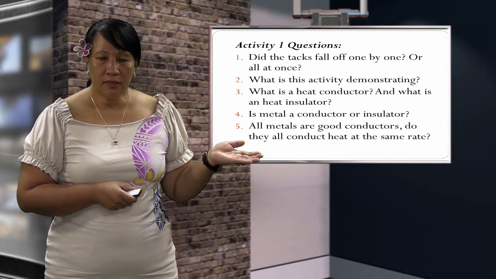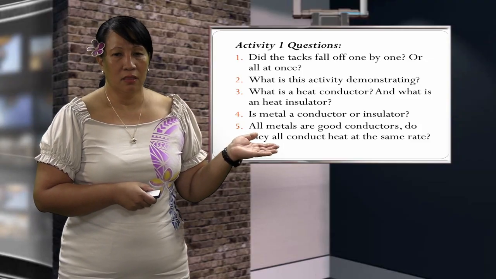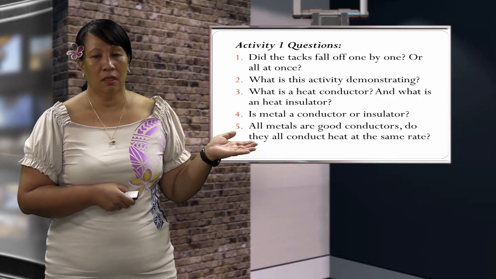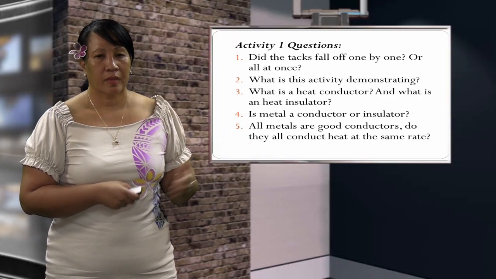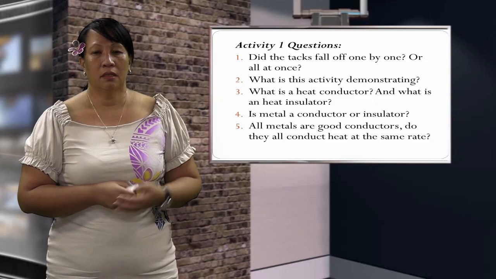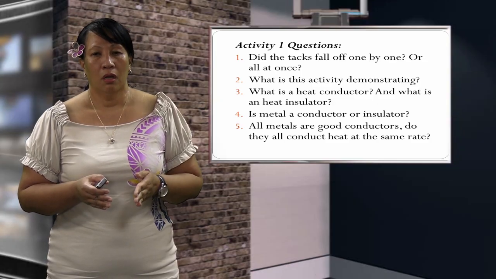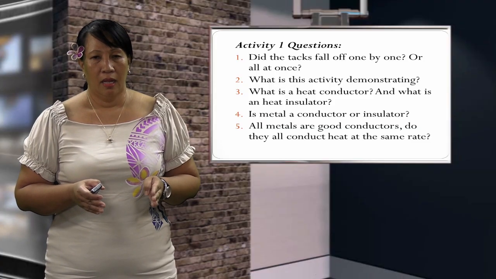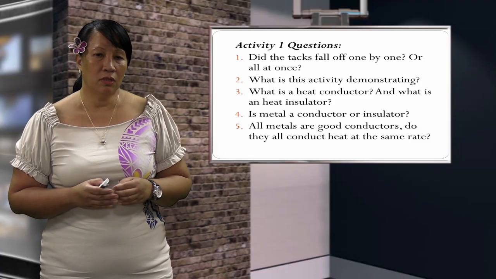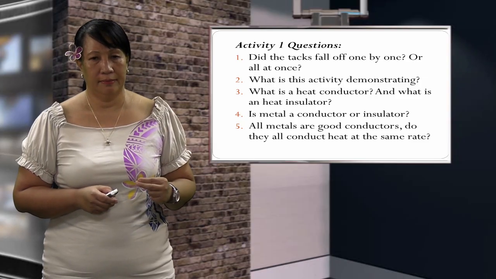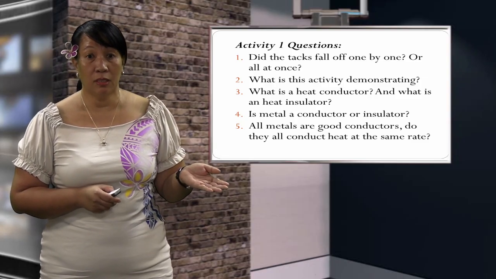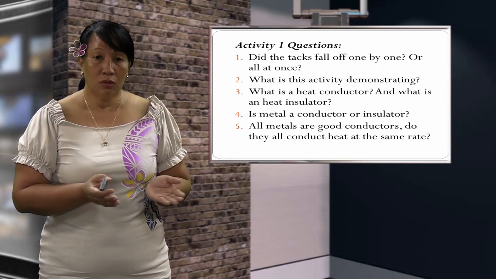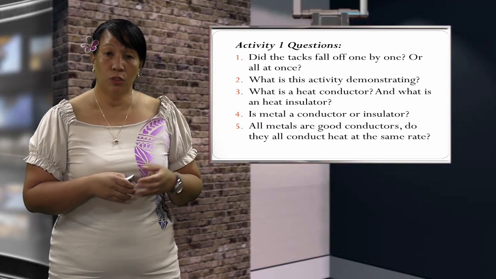What is a heat conductor and what is a heat insulator? From this experience, what is a heat conductor and what is a heat insulator? A heat conductor is a metal or a rock. It can be any material that conducts heat. A heat insulator is any material that does not conduct heat. Remember the example from lesson 1 of the cooking pot, right? The cooking pot with the metal bowl and the handle is wood.